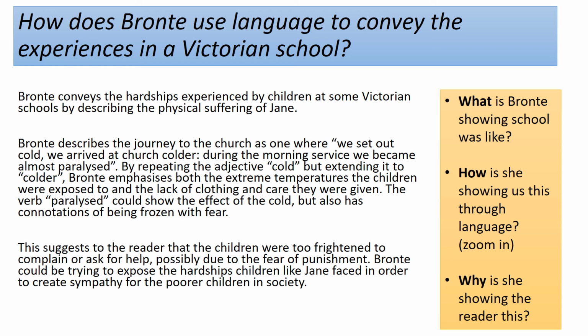And then our last section, our why section: this suggests to the reader that the children were too frightened to complain or ask for help. So in this section you're thinking about what Bronte might want the reader to understand or think or feel. Looking at the very last line, we've suggested that it's to create sympathy for the poorer children in society. Use your contextual knowledge here. So use that list that we wrote earlier of the contextual facts about Victorian schools. That will help you to explain how Victorian schools were different, but also how Bronte is trying to get the reader to think and feel in a particular way about those poorer children who attended perhaps those ragged schools that we discussed earlier.